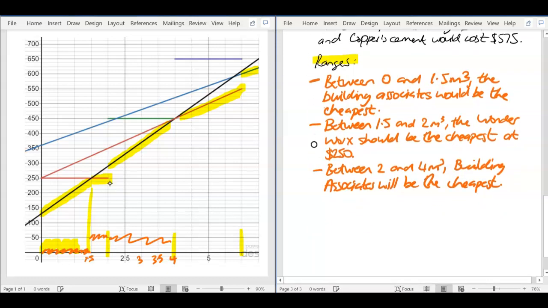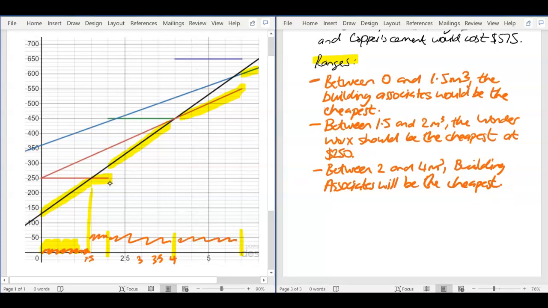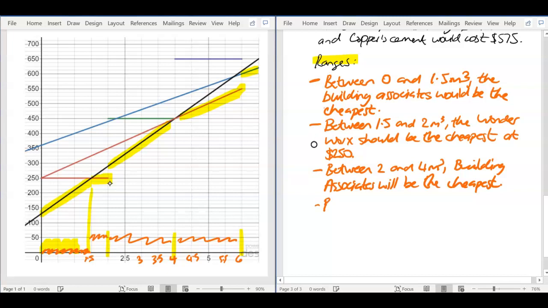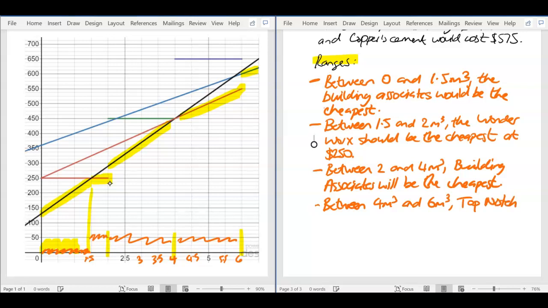We're nearly finished. So for the values between 4 and, so that's 4.5, 5, 5.5, and 6. So between 4 and 6, it looks like that red line, which is top notch, is going to be cheapest. So between 4 meters cubed and 6 meters cubed, top notch will be the cheapest.